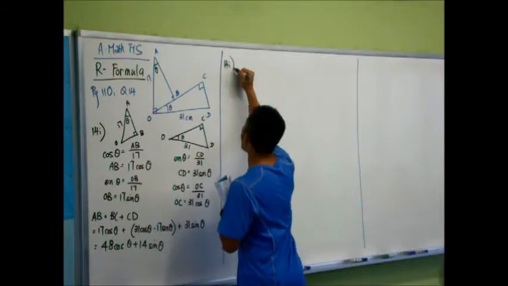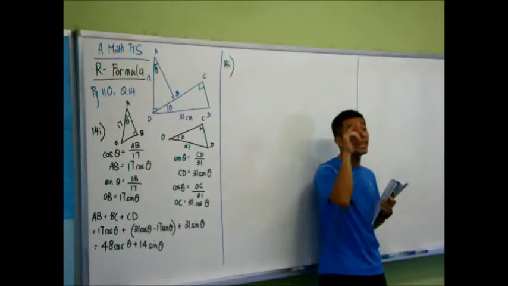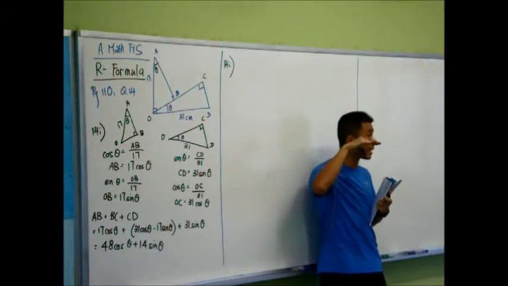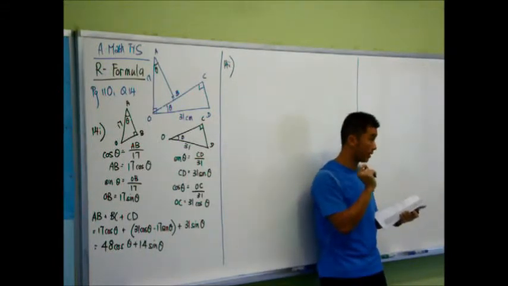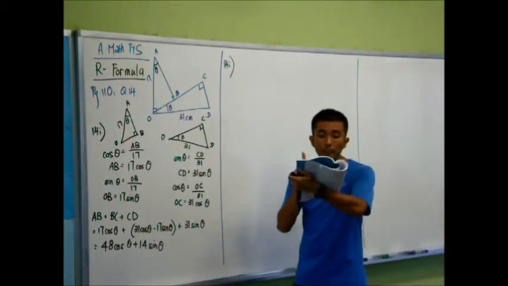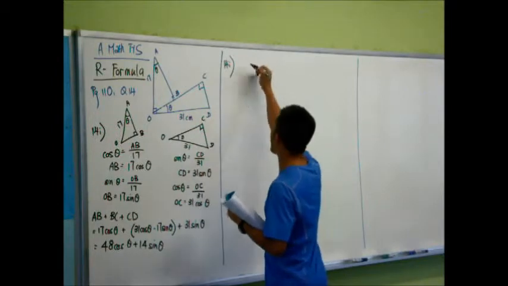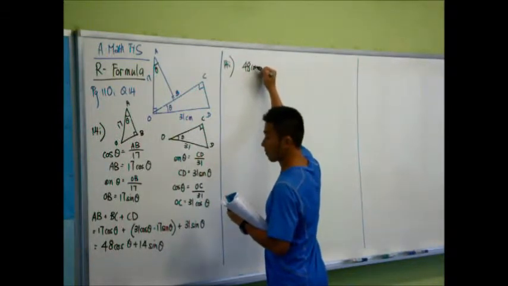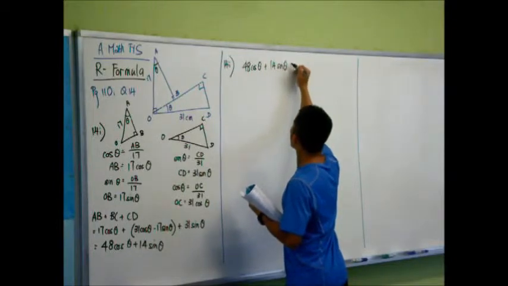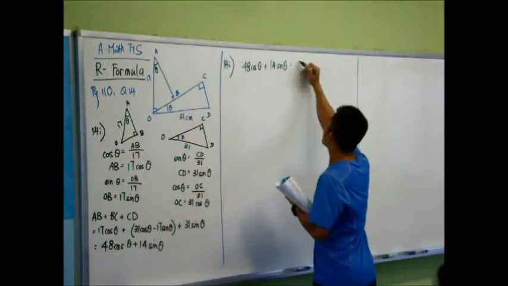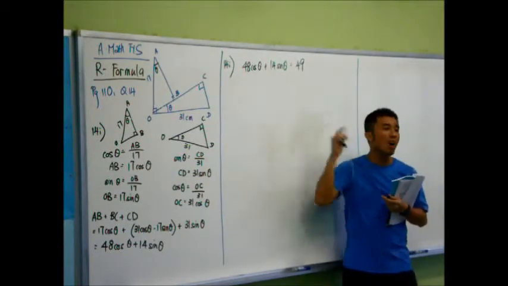Alright? This is a more challenging question. That is why I'm doing it with you. They do not have so many helping steps. This is the only year where they sum the whole question together like this. So they say AB plus BC plus CD is equal to 49. They would like you to find out the values of theta.